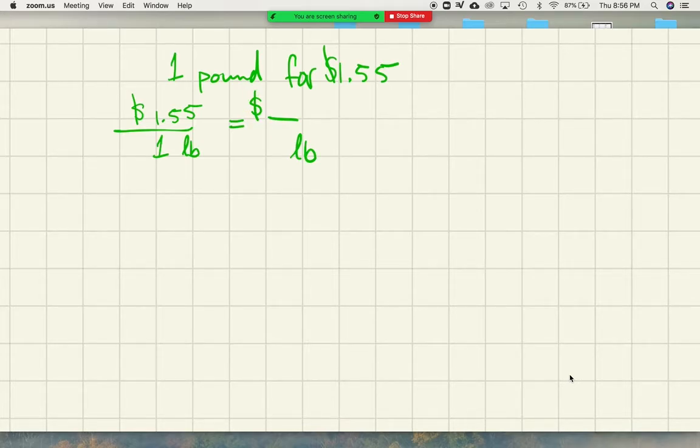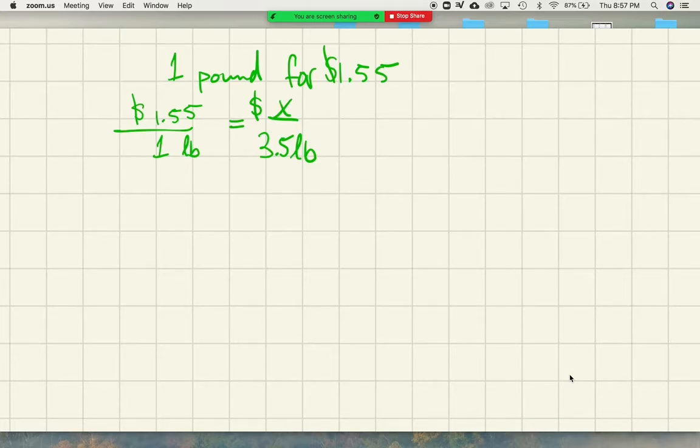So we actually don't know the dollars, but we do know the pounds, right? Yeah, it was 3.5. So as long as you have dollars on top, if you're saying that these ratios are equivalent, you have to have the same thing on top on both sides. Same unit of measurement. In this case, it'd be dollars for the top.